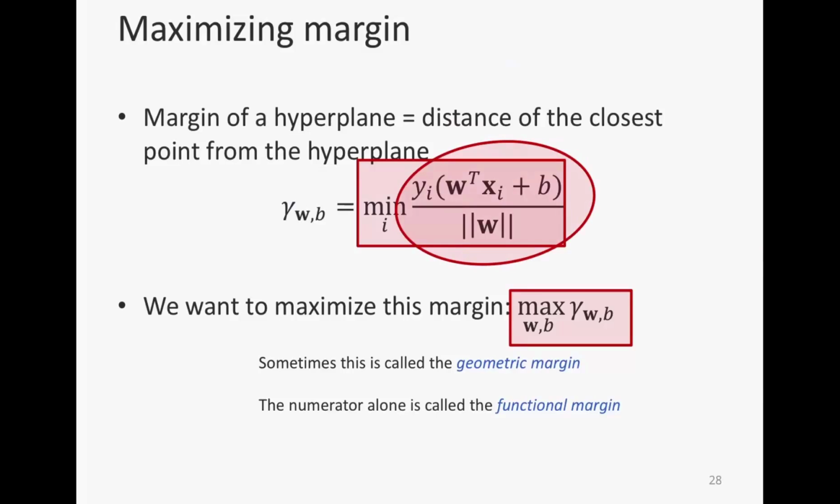I'm not going to spend too much time emphasizing this difference because the functional margin and the geometric margin become the same if your weight vector is a unit vector.